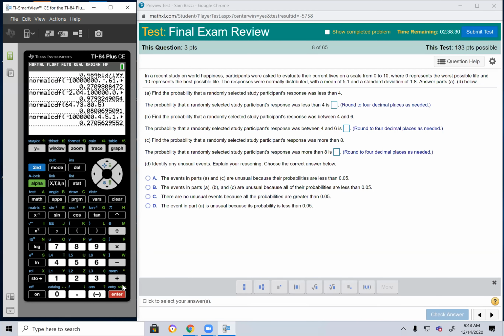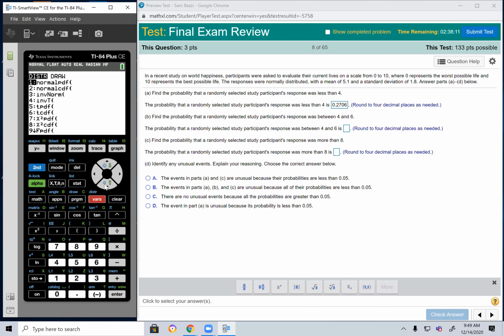So you get 0.27. You just enter it and make sure to check the requirements. He said 4 decimal places, so it will be 0.6. Find the probability a randomly selected participant response was between 4 and 6. Between 4 and 6, guys, that should be lower bound is 4 and upper bound is 6. So here's the 4. Here's the 6, and leave the 5.1, 1.8 alone.